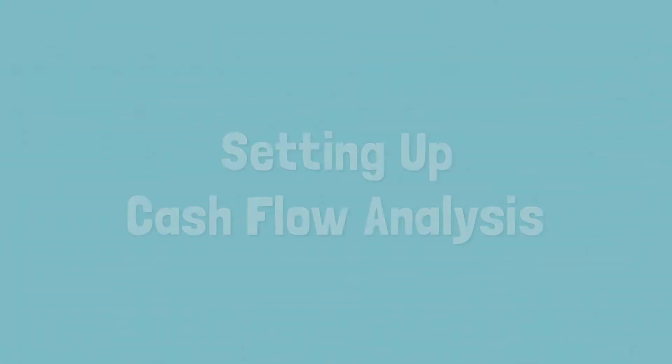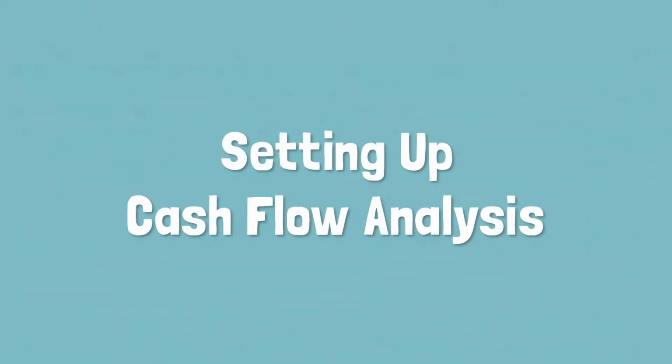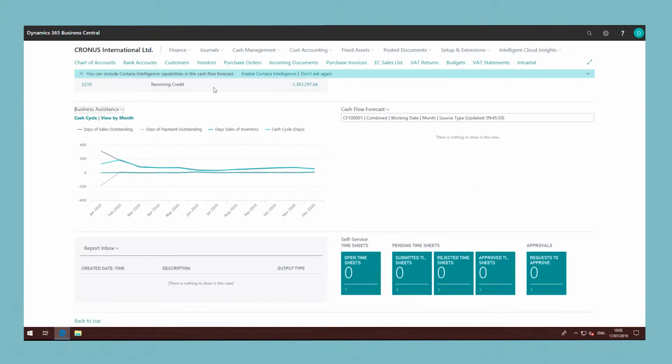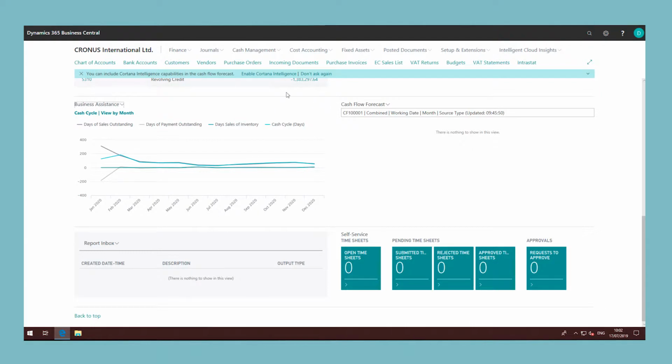If you want some help to decide what to do with your cash, have a look at the charts on the Accountant Role Centre. The charts are Cash Cycle, Income and Expense, Cash Flow, and Cash Flow Forecasts.